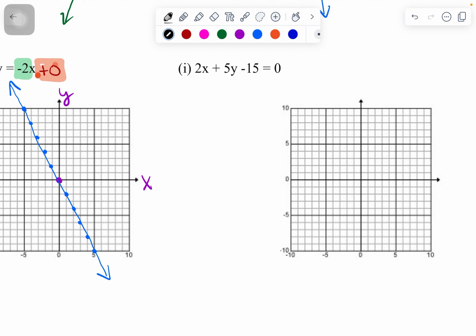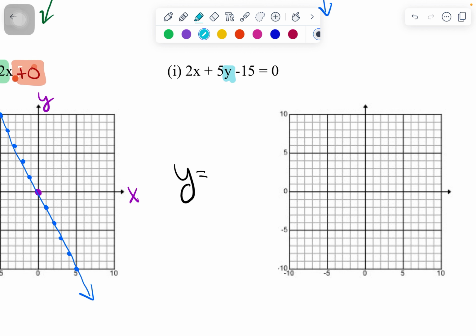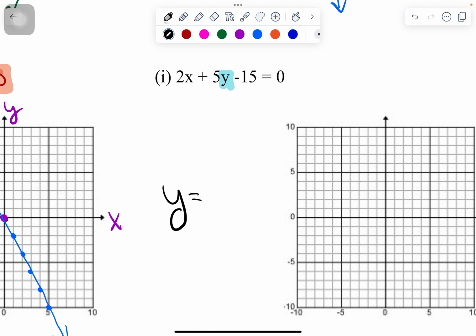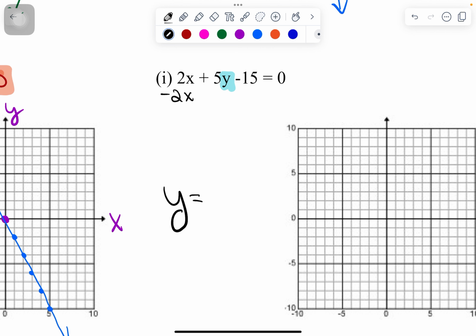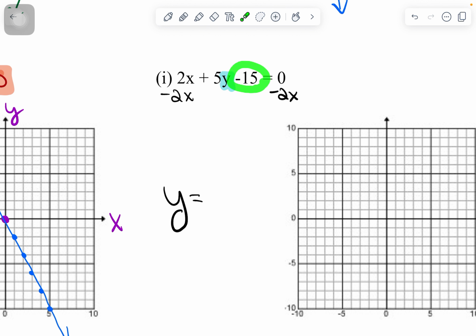I am going to solve this equation until it says y equals, which means that I want to isolate that term. So how do I do that? Well, I'm going to start by subtracting 2x. This 2x term is positive, so to get rid of it, I'm going to subtract. Across the equal sign, do the same thing. At the exact same time, I'm also going to get rid of that -15. So I'm going to go ahead and add 15 to both sides.